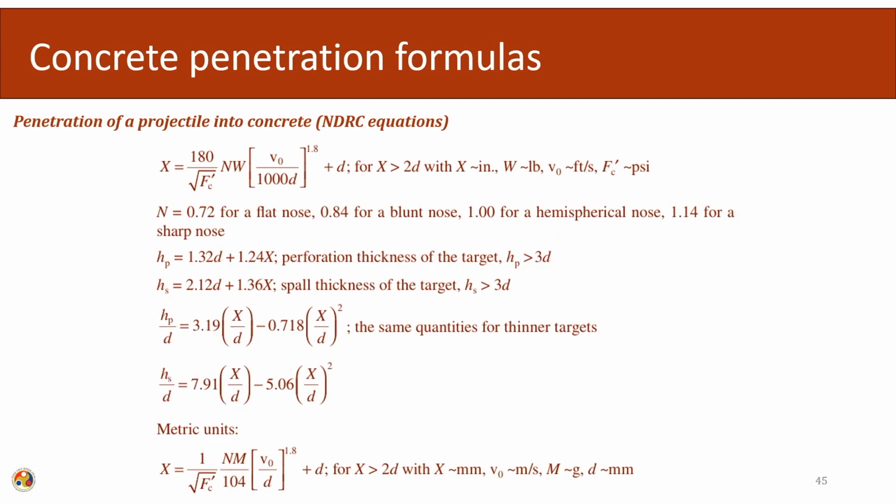Moving ahead, now again we are looking at different types of equations. We looked at the ACE equations, now we are looking at the NDRC equations, basically equations developed by different bodies. Here again certain other factors come into the picture, where n is a parameter that accounts for the shape of the nose. 0.72 is for a flat nose, 0.8 for a blunt nose, 1 for a hemispherical nose and 1.1 for a sharp nose. Other things remain more or less the same.